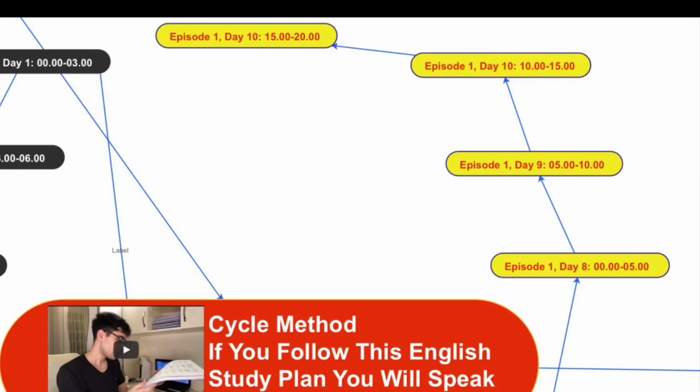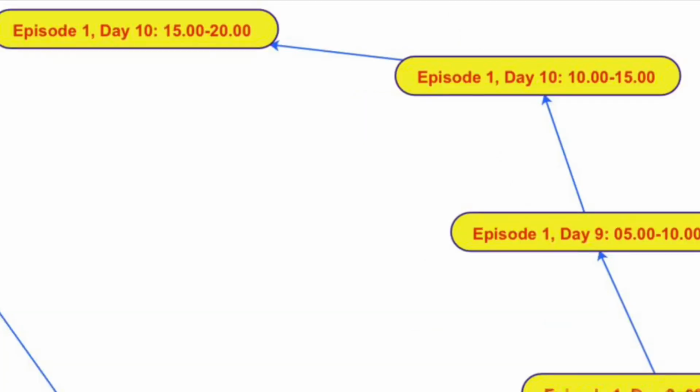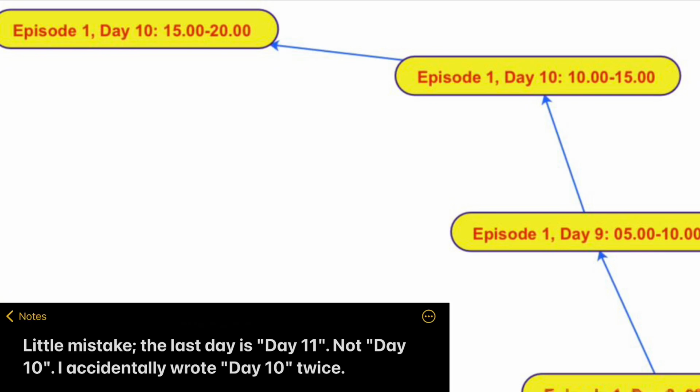On the 8th day, again, you work on the same episode, the first episode, and you work on the minutes between minute 0 and minute 5. So basically this time, instead of working on 3 minutes of the episode, you work on 5 minutes, because it will be slightly easier for you to work on the same episode when you practice for the second time. And on the second day, you work on minute 5 to minute 10. On the third day, you work on minute 10 to minute 15. And on the fourth day, the last day, you work on minute 15 to minute 20.